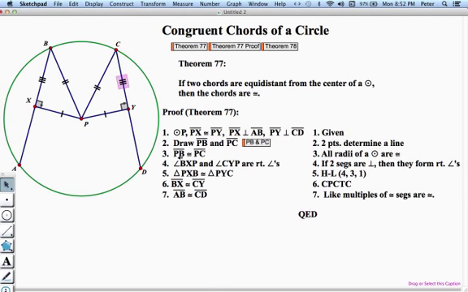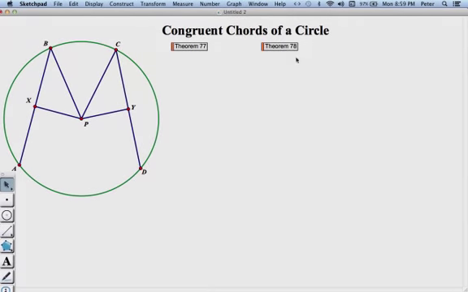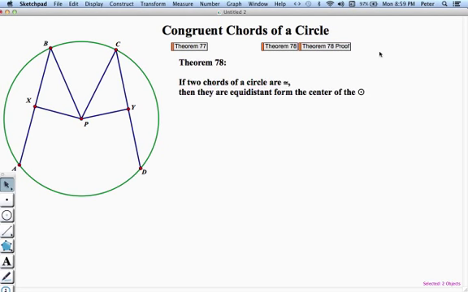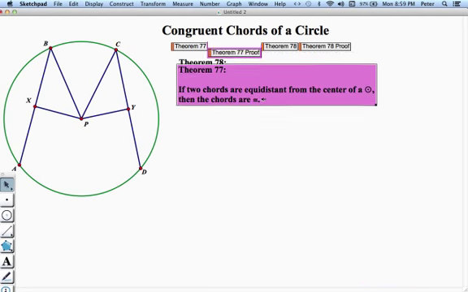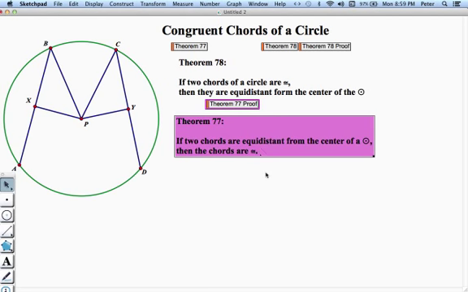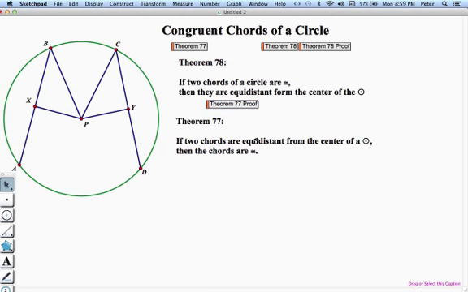Now, let's take a look at Theorem 78. Theorem 78 is the converse of Theorem 77. And here we're told that if two chords of a circle are congruent, then they are equidistant from the center of the circle. Let's quickly look at 77 again, and you'll notice that, yeah, it is definitely the converse.